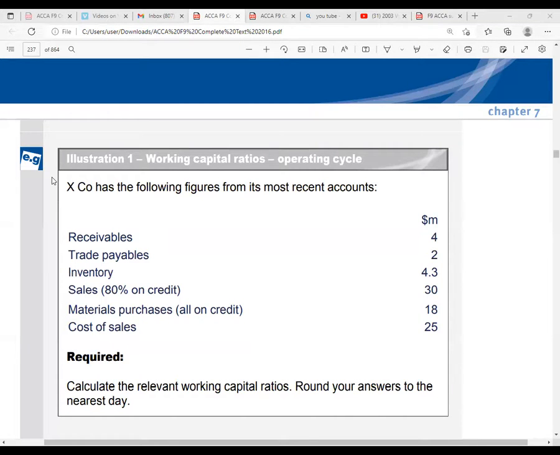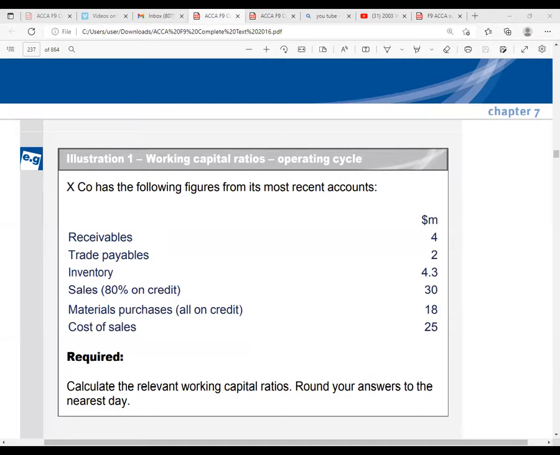So we are told here, X company has the following figures from its most recent accounts. You can see receivables, payables, inventory, sales, then material purchases, then cost of sales. They want us to calculate the relevant working ratios, round your answers to the nearest day, but most importantly, I would want us to get the cash operating cycle.